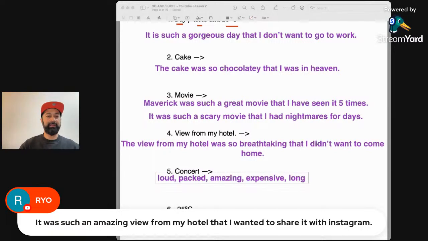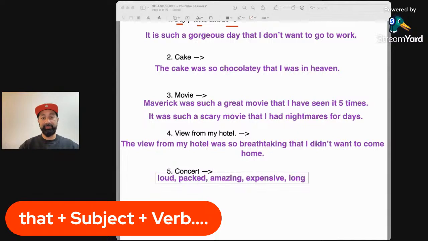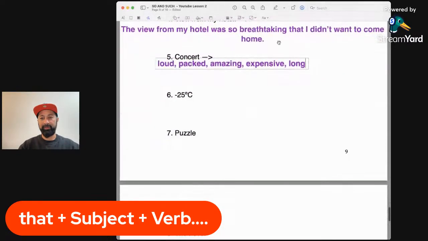All right. And next, we're going to be looking at the concert. I've given a bunch of adjectives. So let's move this up a little bit so it's easier for everybody to see. There we go. That might be a little easier. I've got loud, I've got packed, I've got amazing, I've got expensive, I've got long. What does packed mean? Does anybody know what packed means?